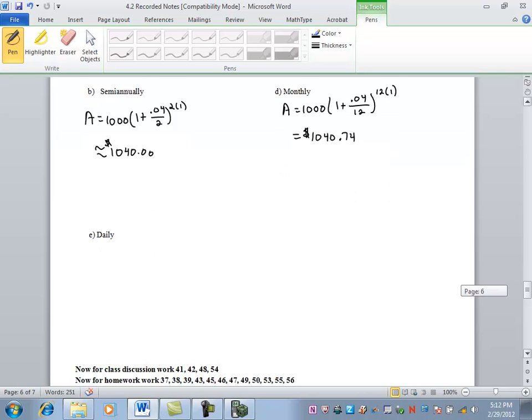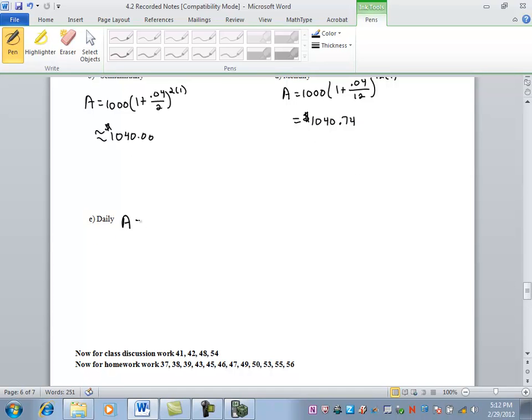And then if we do it daily, the amount in the account is 1,000 times 1 plus 0.04 divided by 365. Now folks, remember, 0.04 is a really small number divided by a fairly big number. We're not expecting that to be very big at all. 365 times 1, and so the amount in our account is $1,040.81.